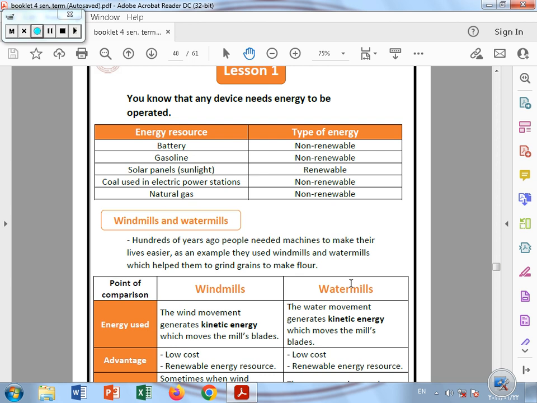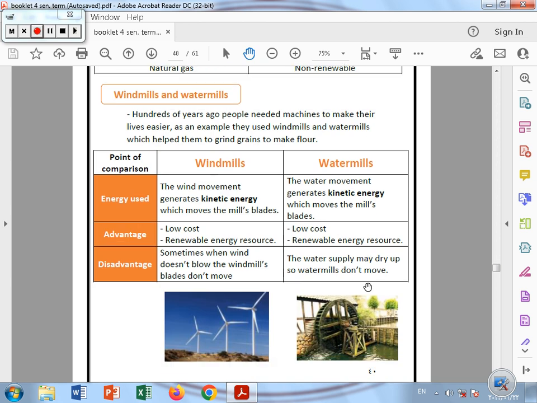Hundreds of years ago people needed machines to make their life easier, as they used the windmills and water mills to help them in grinding the grains and make the flour. And after some time we used these two devices in a different way. Firstly, we know that the wind can move, and the movement of the wind generates kinetic energy, right? So if this is the windmill and there is wind that blows from any direction, the blades of the windmill, these three parts of the windmill, are called blades.